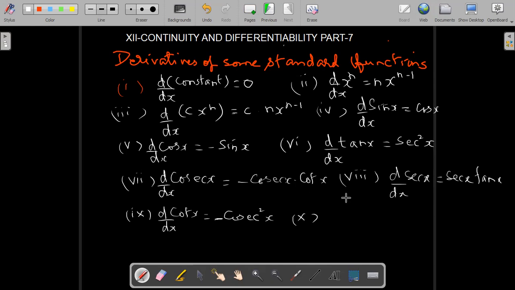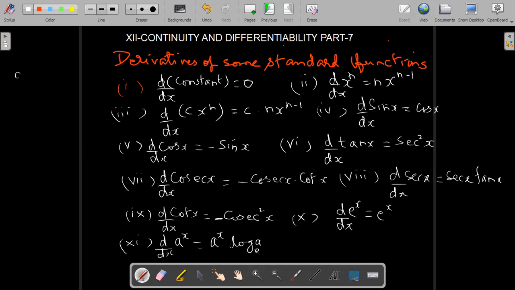Then d by dx of e to the power x. This is the only function whose differential is the same. And this you should remember, d by dx of a to the power x. In x to the power n, we have function to the power constant, and here constant to the power function. Then it will be a to the power x log a to the base e.